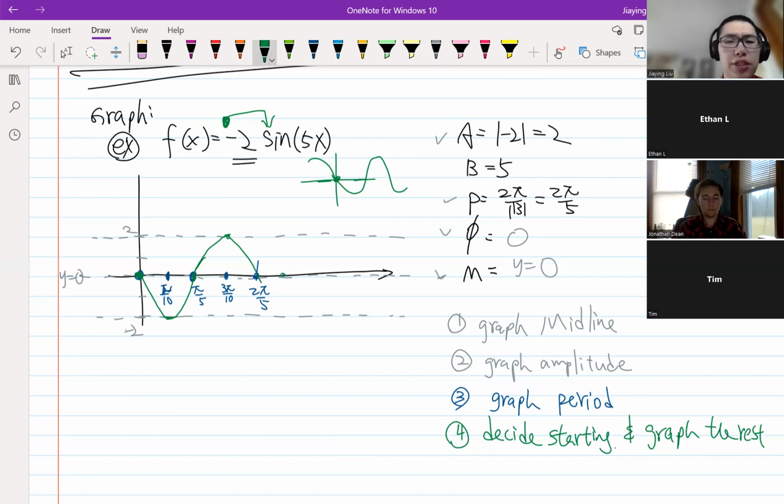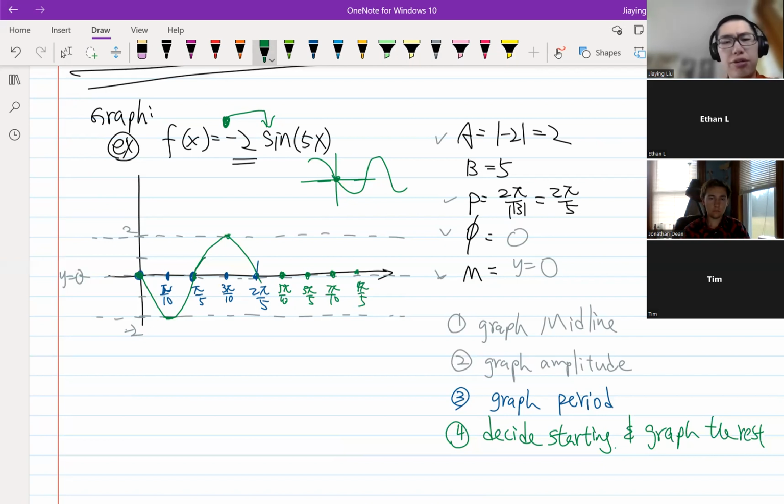So I'm going to say this is 4 pi over 10, 2 pi over 5. So this is going to be 5 pi over 10. 6 pi over 10 is going to be 3 pi over 5. And then 7 pi over 10. And 8 pi over 10, that's 4 pi over 5. So that's the end of the second period.